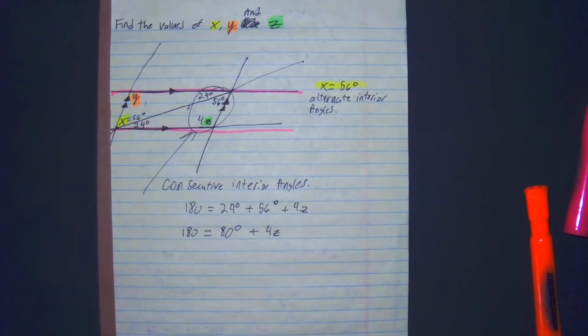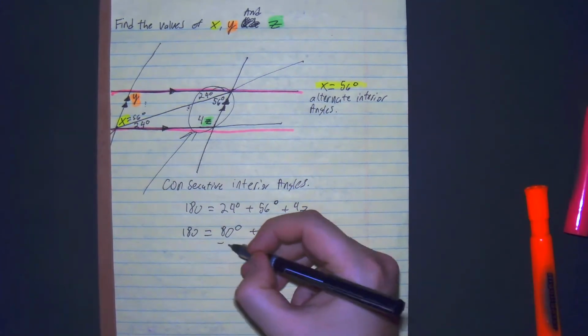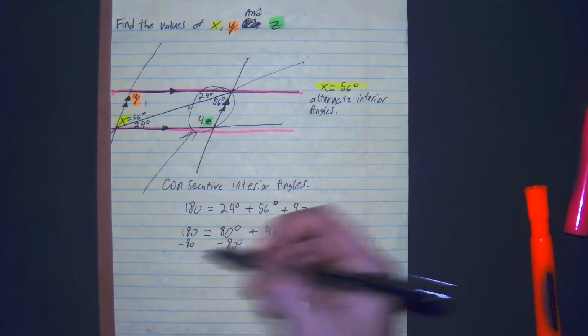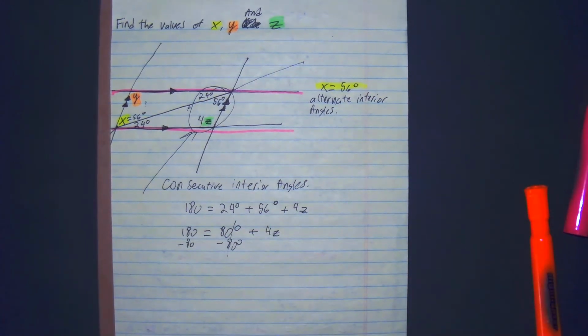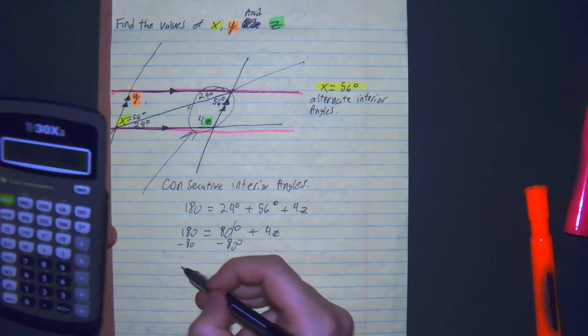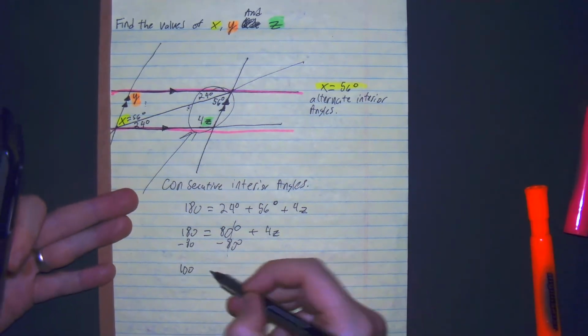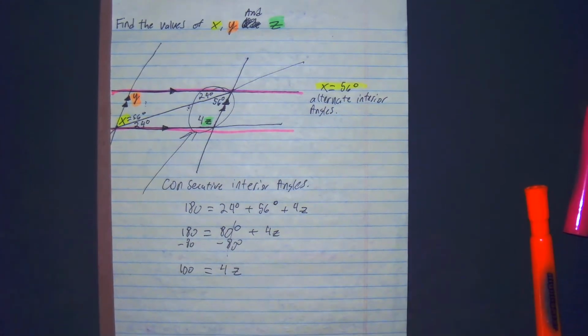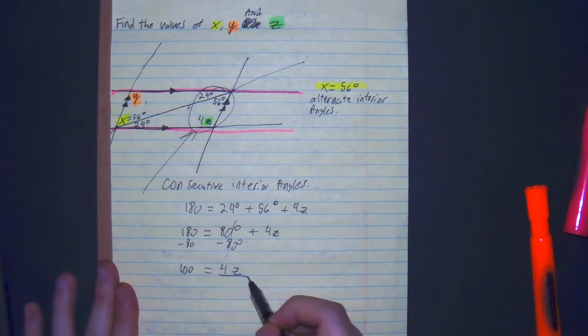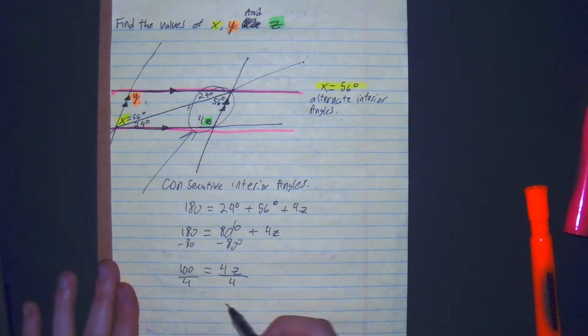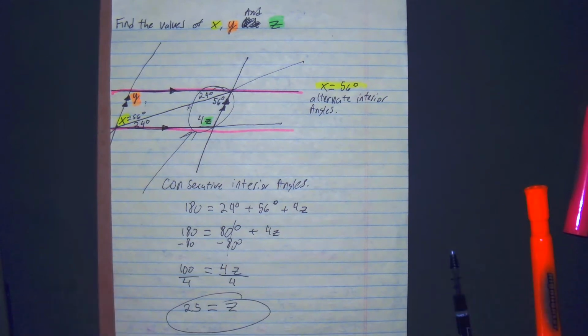So from here, we want to get the constants together. So we are first going to subtract 80 from both sides. So we get 100 equals 4z. Well, how many quarters are within a $4? So we divide by 4. Z is equal to 25. So we found z. We found x.